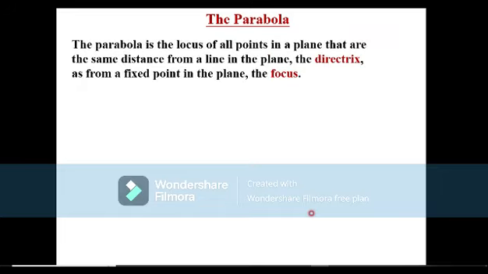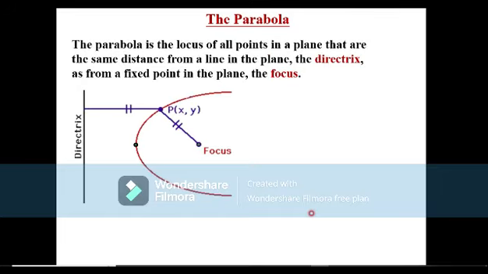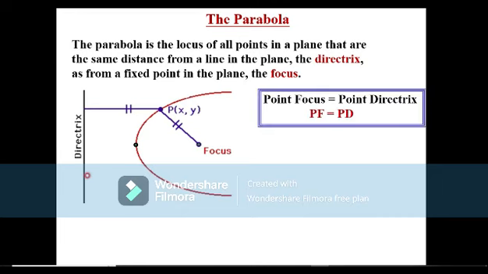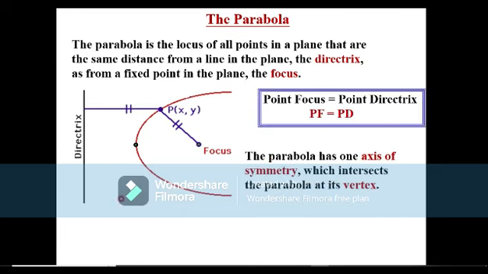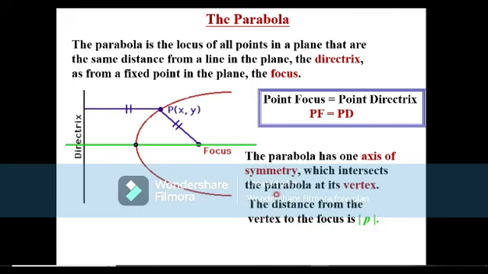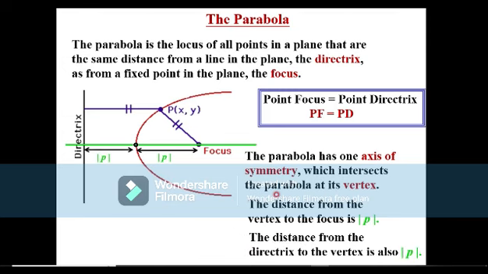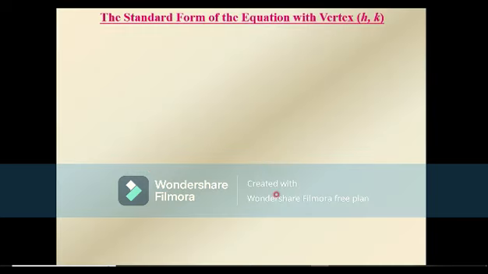Okay. So again, this is the overview of the parabola. The parabola is the locus of all points in a plane that are the same distance from a line in the plane, the directrix, as from a fixed point in the plane, the focus. You have understood already that the parabola has one axis of symmetry which intersects the parabola at its vertex. The distance from the vertex to the focus is the absolute value of p, and the distance from the directrix to the vertex is also the absolute value of p.